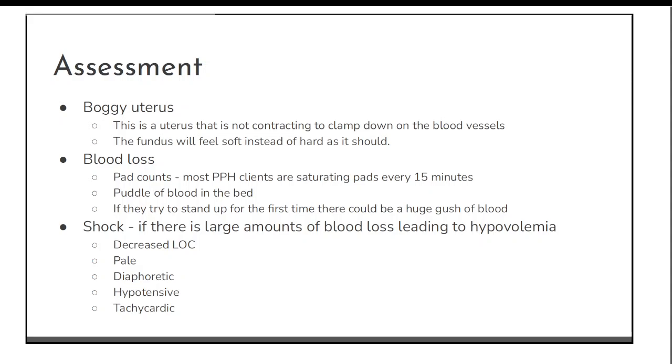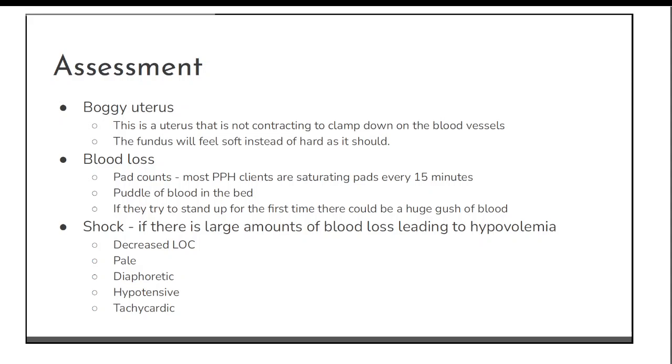Think about it. If she's been lying supine, maybe she's been hemorrhaging and it's just been collecting in her uterus. They go to stand up and there's just a gush, all right? And that blood loss is going to cause their blood pressure to go down and they could pass out and hit the floor. So when moms are getting up for the first time, you're going to want to be there to help, okay?